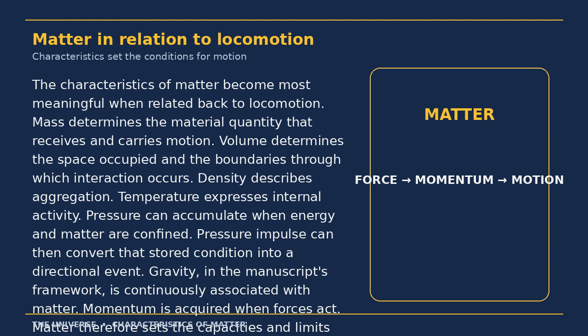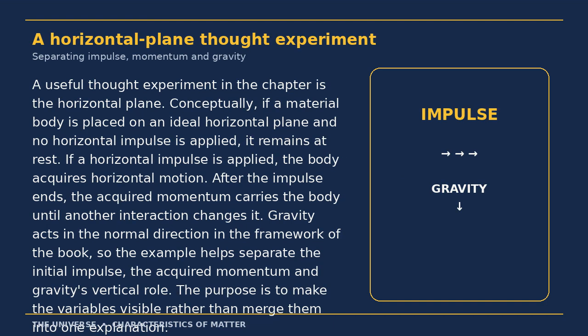A useful thought experiment in the chapter is the horizontal plane. Conceptually, if a material body is placed on an ideal horizontal plane, and no horizontal impulse is applied, it remains at rest. If a horizontal impulse is applied, the body acquires horizontal motion. After the impulse ends, the acquired momentum carries the body until another interaction changes it. Gravity acts in the normal direction in the framework of the book, so the example helps separate the initial impulse, the acquired momentum, and gravity's vertical role. The purpose is to make the variables visible rather than merge them into one explanation.